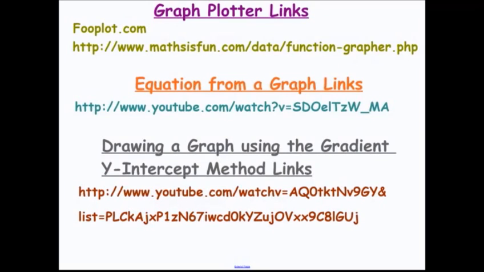Much of what we've covered can be seen on the internet. If you want to play around with a graph plotter where you can play around with gradients and y-intercepts, fooplot.com is one of the better ones. Then there's also one at Maths is Fun. If you want to draw or work out equations from a graph, there's a YouTube link to somebody explaining in a slightly different way how to get an equation from a graph. If you want to draw a graph using the gradient intercept method, then there's another YouTube feature video showing this.